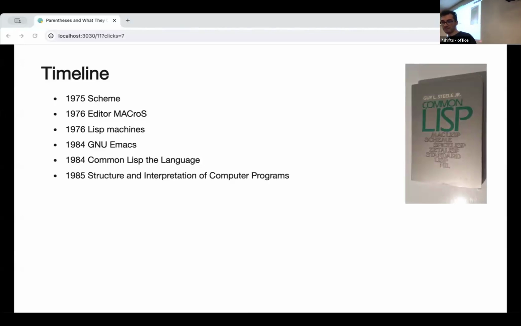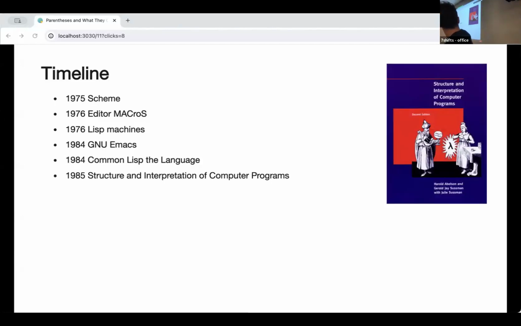1985, we've got another important book, very shortly after. Who is that? It's the same people. Again, the same people who are involved in Scheme. And 1986, Erlang. So now we finally get to Erlang, right?